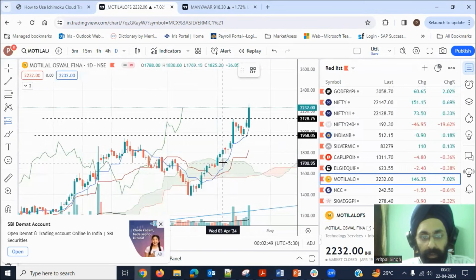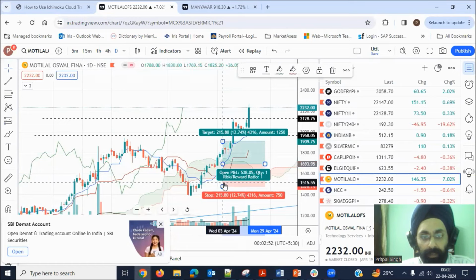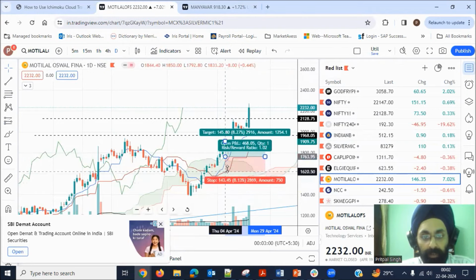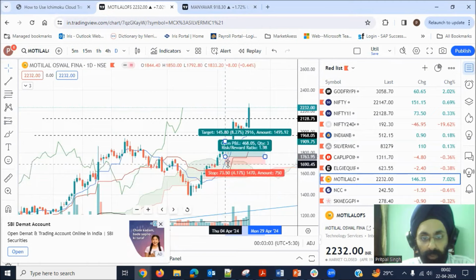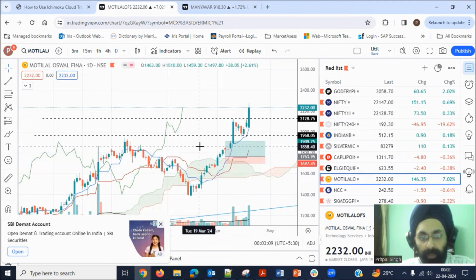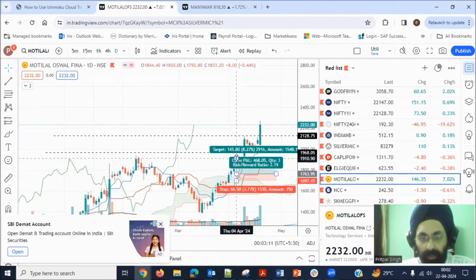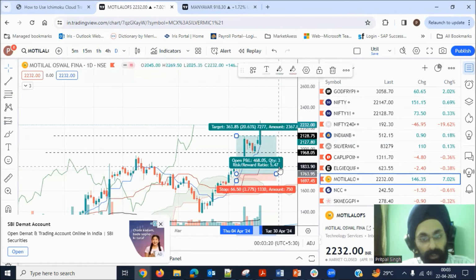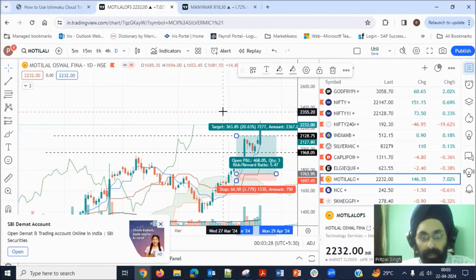So going by that, being a conservative trader, here I took the entry somewhere here, placing the stop loss around here. Okay. So it is again 3.77% risk, being a conservative trader, and this was my target. This was my final target, and it was a 5.47 risk reward ratio. The target was 20.63%, and the stop loss was only 3.77%.